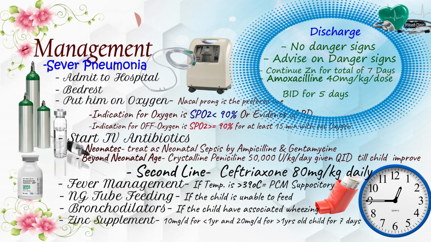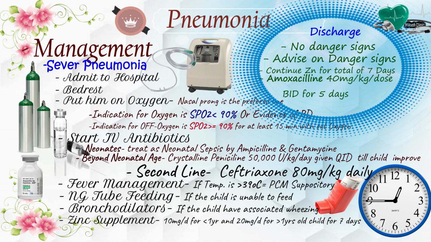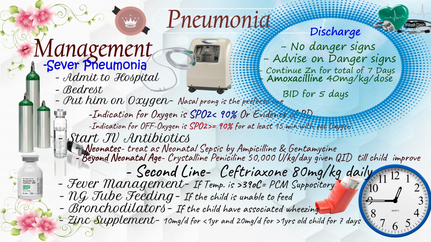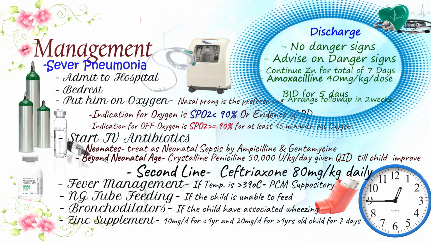Commonly we use amoxicillin with a dose of 40 mg per kg per dose BID for at least 5 days. Or in case of area resistant to these antibiotics, we may also use augmentin with the same dose and duration of treatment. And we have to arrange a follow-up to the child after 2 weeks. This is how we manage a child presented with severe pneumonia.